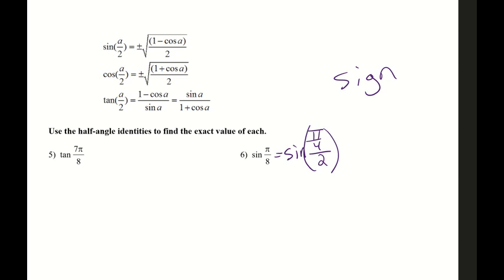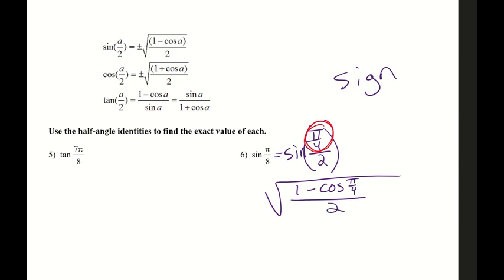So when we use our formula, we're just going to be substituting pi over 4 in for our a or x or theta or whatever variable your formula sheet gives you. So we know it's going to be positive because it's in the first quadrant, and we have 1 minus cosine of the angle that we're using, which is this pi over 4. Let's circle that in a different color. All right, so it's 1 minus the cosine of pi over 4, divided by 2.